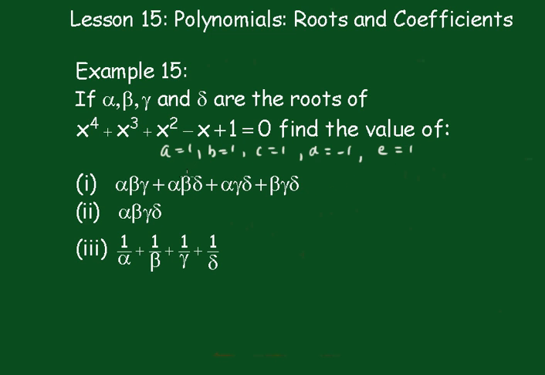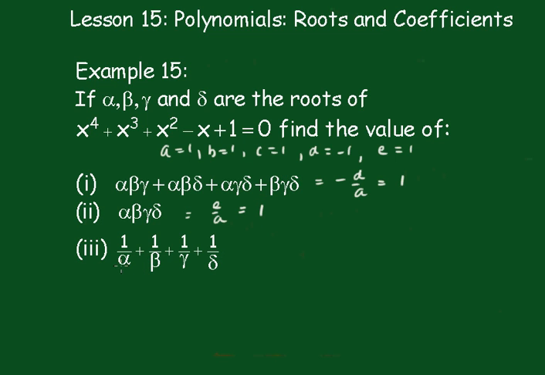Now, taking 1 at a time, it'll be minus b on a. 2 at a time is going to be c on a, and this will be minus d on a, and minus d on a is going to be minus negative 1 on 1, which is just 1. Now this one here is e on a, and e is 1 on 1, which is just 1.